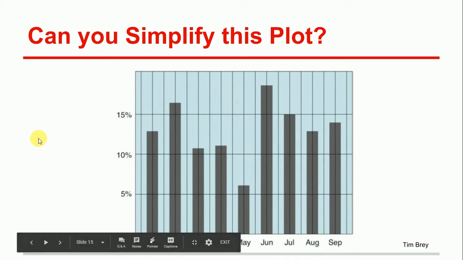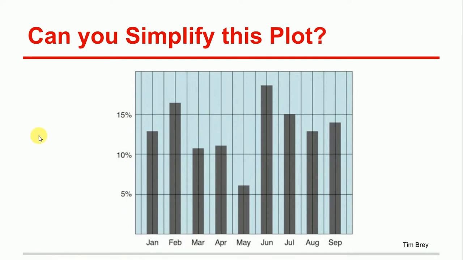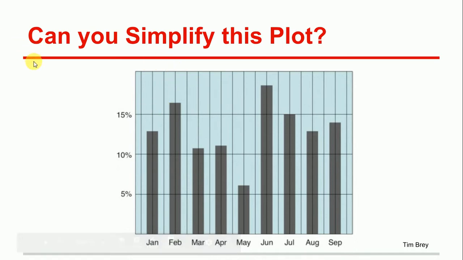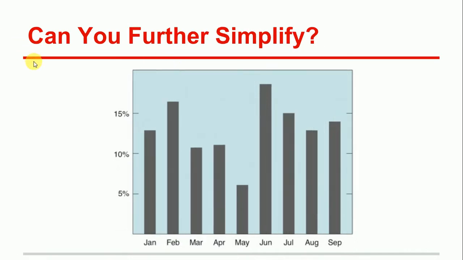Is there any way you can improve this plot? Now, one thing you could do is remove things which do not add any information. Remember the first element that we discussed: improve data ink ratio. So the first thing you could do is get rid of this blue background. This blue background is not adding any information to your plot. So from this, you end up here.